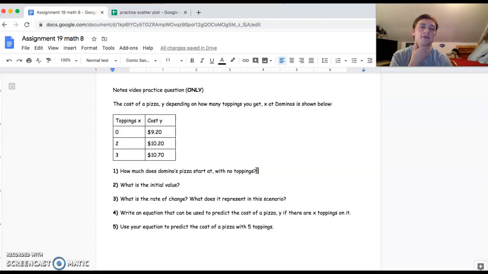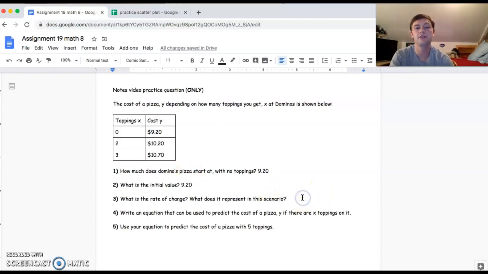How much does Domino's pizza start at with no toppings? What's the price that Domino's starts at with 0 toppings? That'd be right there. That would be $9.20. What is the initial value? Remember, the initial value is just what you start with. Initial, start. So what does it start at? It starts at $9.20. We just figured that out.